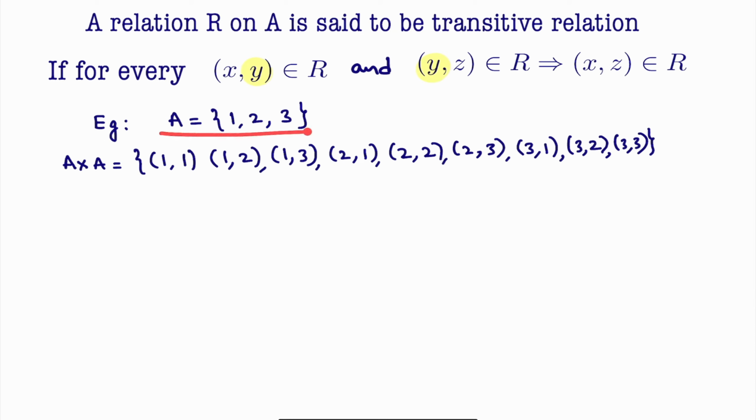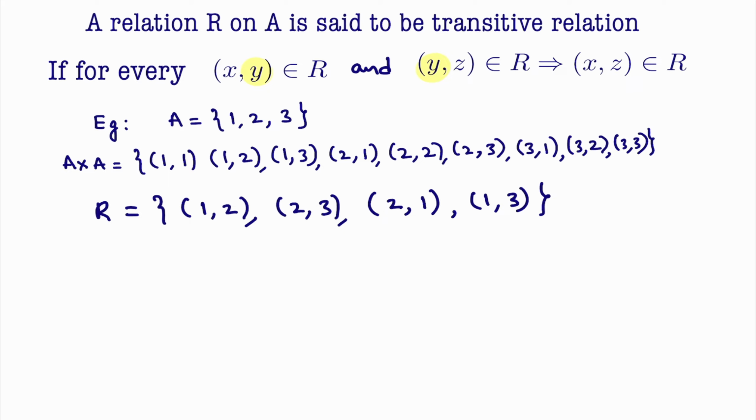You observe, I have taken set A as {1, 2, 3}, then I have written A cross A. Now, I'll take one relation on this set. I request you to watch this transitive example fully so that you won't be confused. Now, I have taken one subset of A cross A: (1, 2), (2, 3), (2, 1), (1, 3). So, this is a subset of A cross A, so this is a relation on A. Now, my question is how to check whether this relation is transitive or not.